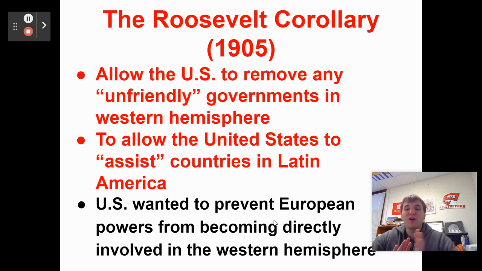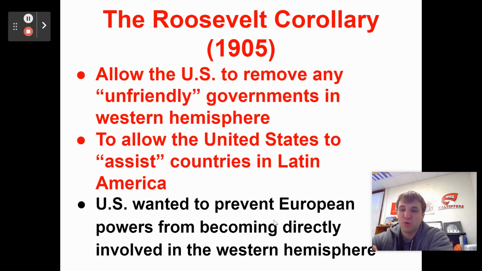So what the Roosevelt Corollary stated is that it would allow the United States to remove any unfriendly governments in the Western Hemisphere. Okay, so any countries throughout Latin America, so like Central America and South America that were quote unquote unstable, we would be allowed to go into and take over. And we would also be allowed to quote unquote help them, assist them. But a lot of times this helping and assisting looked like military force. And that's what it was.